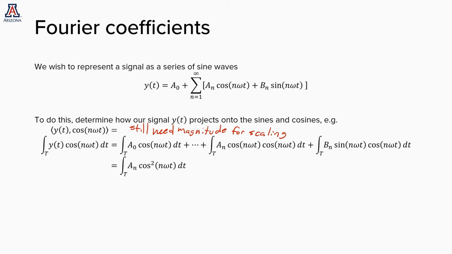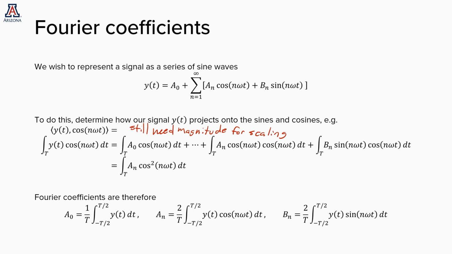An is just going to be a constant, so you can solve the integral of cosine squared using trig identities, and you can do the same thing by taking the inner product with sine and with 1 to come up with bn and a naught respectively. And what you determine are that the Fourier coefficients are defined by these three equations here at the bottom.